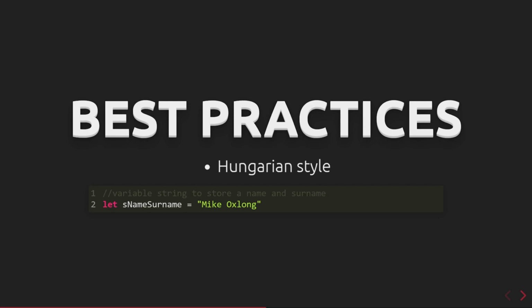For JavaScript, I prefer the Hungarian style of variable naming. This means you add the type of variable before the name and capitalize every subsequent word. So a string variable called name-surname would be sNameSurname, or an object containing all the information on a dog would be oDogInfo. So we know immediately it's an object.